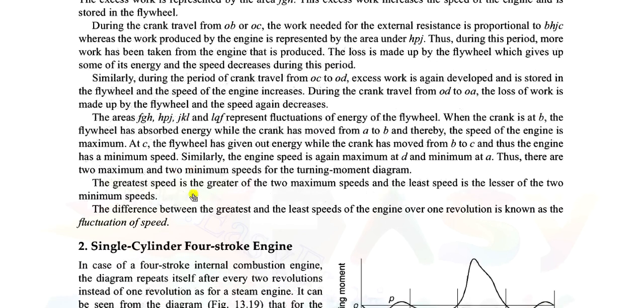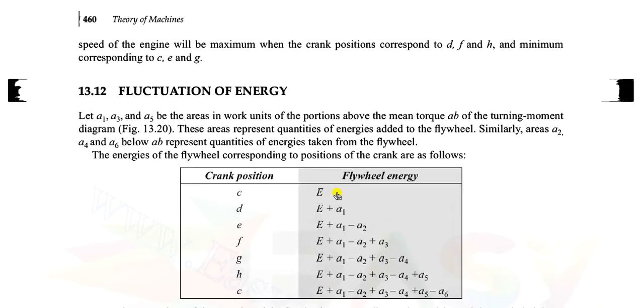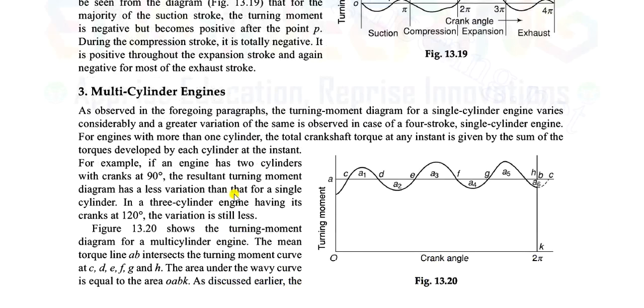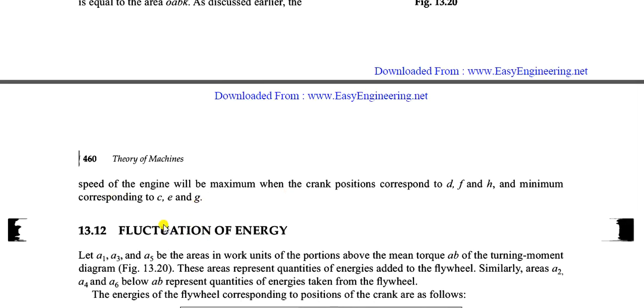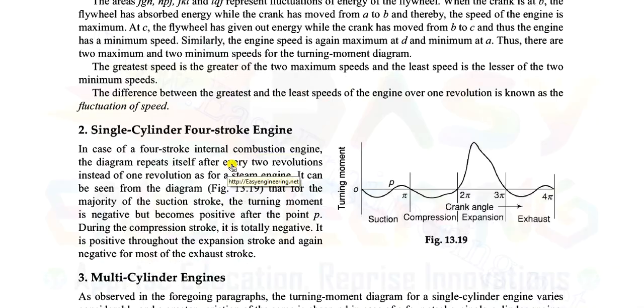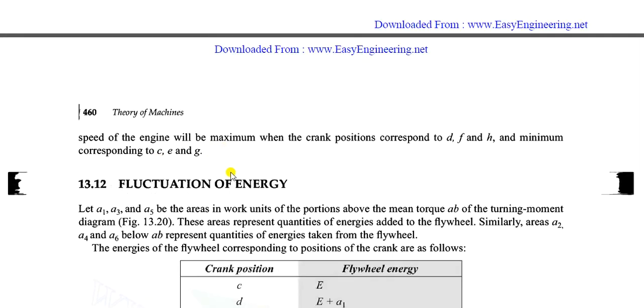Now we will design the flywheel based upon these turning moment diagrams. Next will be fluctuation of energy. In the next video I will start from here. Before that I request you to complete up to this point. There will be some definitions like fluctuation of speed, what is the maximum energy, what is the minimum energy, the coefficient of fluctuation of speed and the coefficient of fluctuation of energy. We will define all these in the next lecture. I request you to read up to here, and if you don't get anything, ask me.